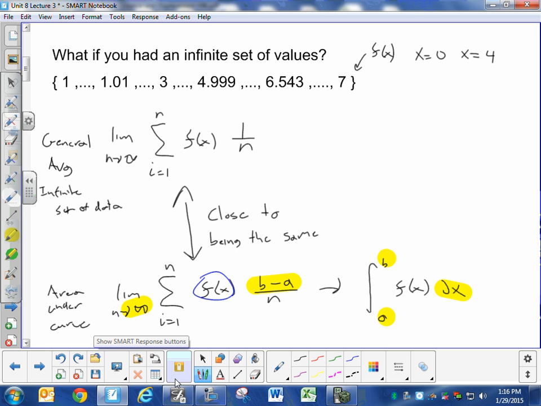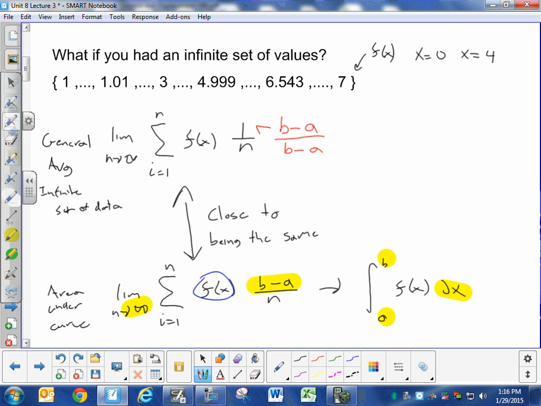Now, I can't just add it. That would be against the rules of algebra. I can kind of manipulate this by multiplying by a version of 1. If I multiply the top and bottom by b minus a, that's not changing this formula for the average of an infinite set of values. It's just making it look different.